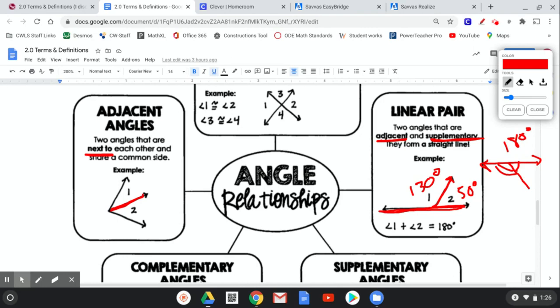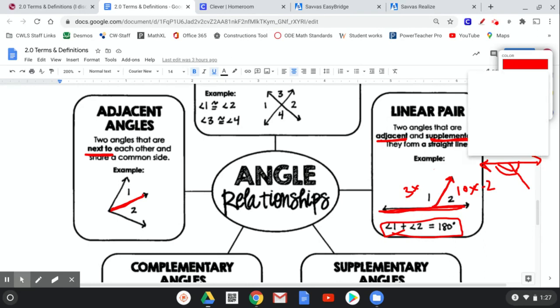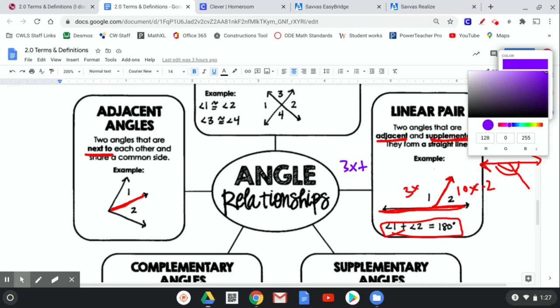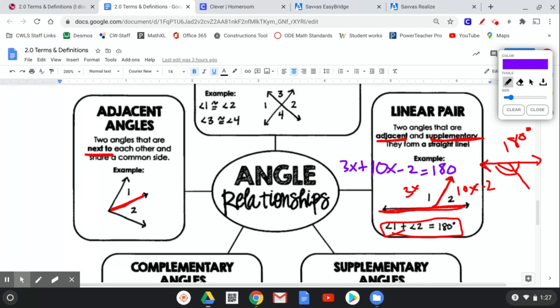That's a simple way. Now, you also might see a problem where you have 3x and 10x minus 2 or something like this. This is where you have to use the definition down here, and you would just add these two and say, I'm just going to do 3x plus 10x minus 2 equals 180, and you'd solve that equation. So just be aware of that. If they give you numbers, you can do a quick subtraction problem. If they don't, you have to add those expressions.